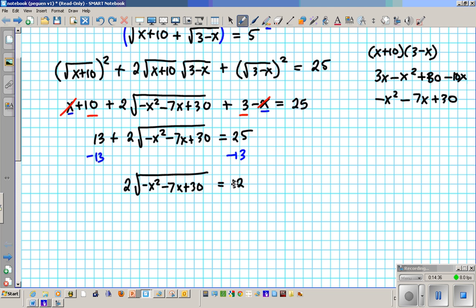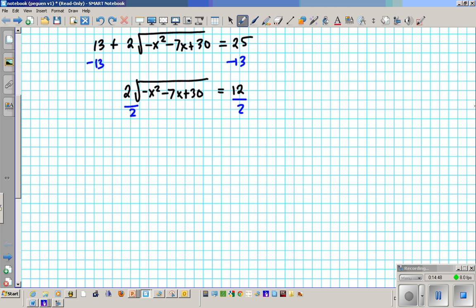Alright, I have that 2 hanging in front here. How about I divide both sides by 2 so that my equation looks easier to solve? So I divide the left side by 2, divide the right side by 2, and that gives me the square root of negative x squared minus 7x plus 30 equals 6. Now I have my radical nicely isolated. So by squaring this, that's going to eliminate the square root. So I square the left side, I square the right side, and I'm left with negative x squared minus 7x plus 30 equals 36.